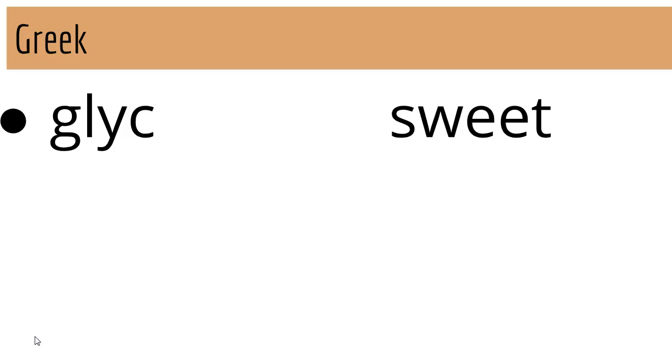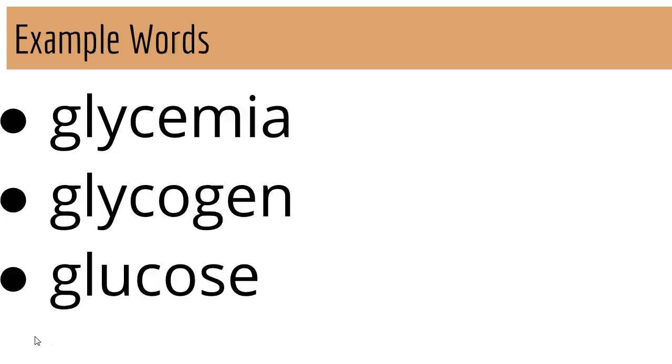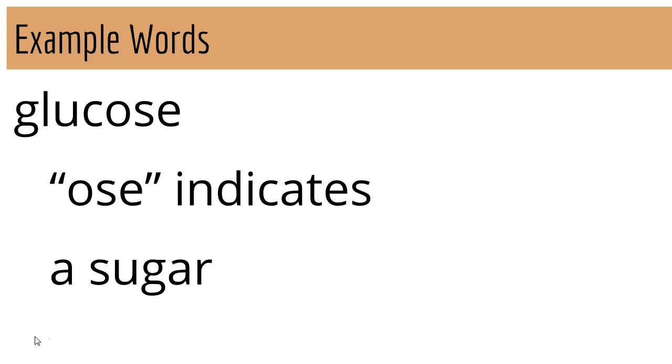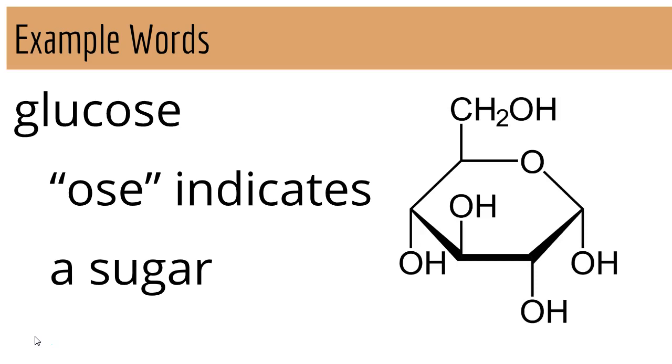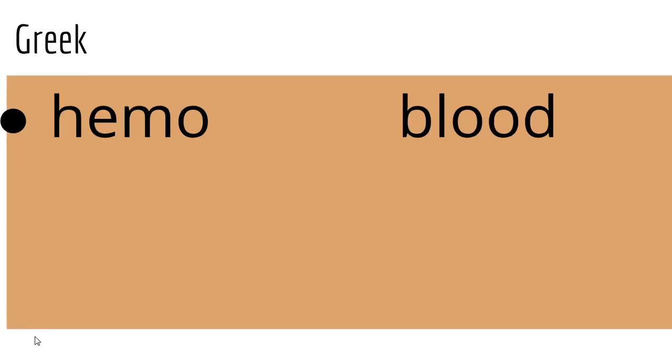The next stem that we have is glyc. This means sweet. This is where we get words like glycemia, glycogen, or glucose. We're going to look at the word glucose. Whenever you see O-S-E, ose, that indicates that you're talking about some type of sugar. That's a science word. You'll run across it at some point before you finish with all your science classes. That is the chemical formula for glucose.